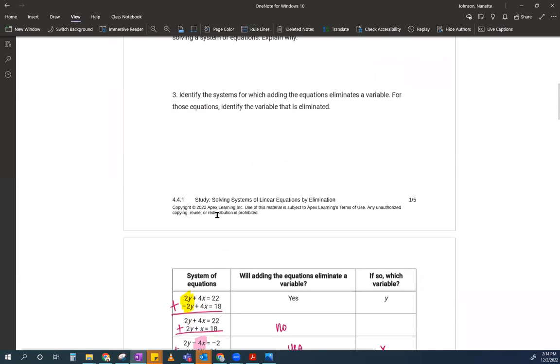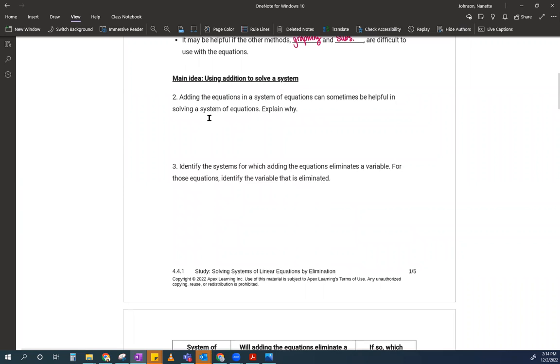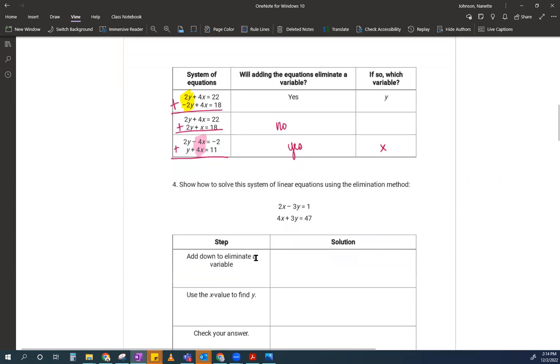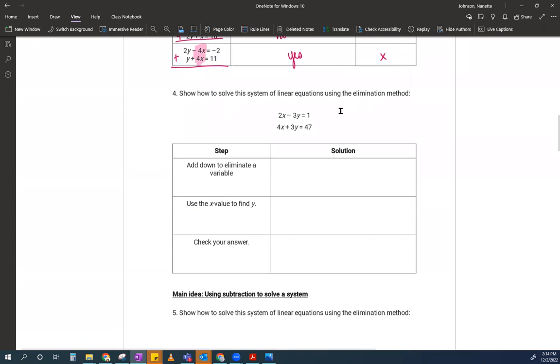So going back up here, it says adding equations in a system can be helpful in solving a system. Why? Because sometimes by just adding the two equations, we're already left with a simpler problem, right? Okay, so show how to solve this using the thing, and then we're just going to follow their steps. So the very first thing it says is add down to eliminate a variable. So I'm going to go like this. Oops, that's really big. Sorry, this is a plus sign. Okay, and it says now we're just going to add these two together. So what's 2x plus 4x?